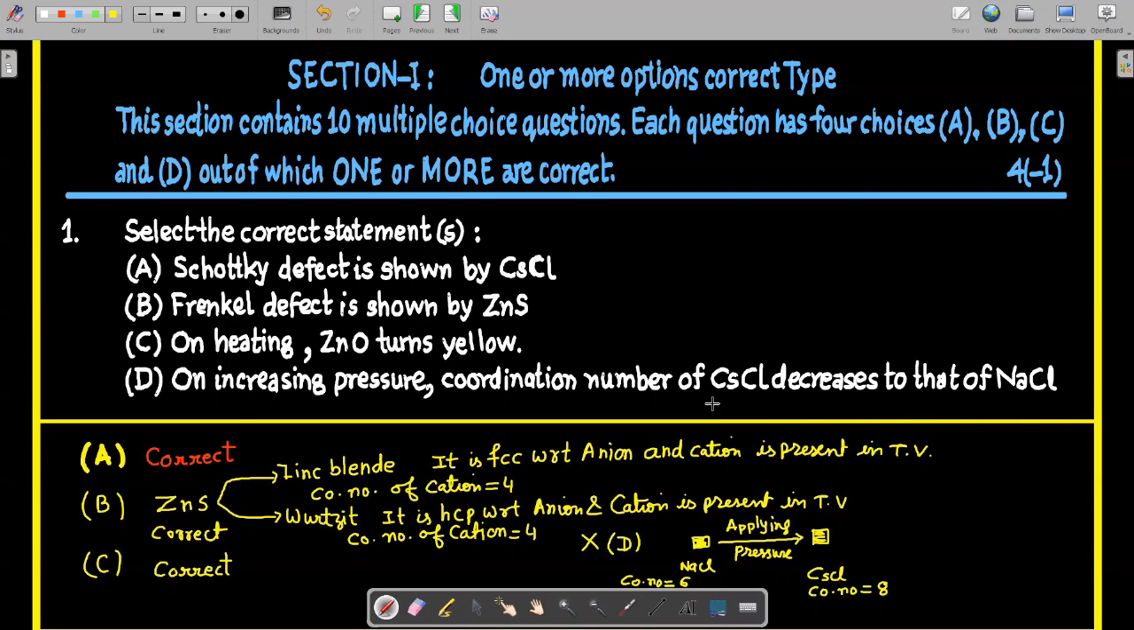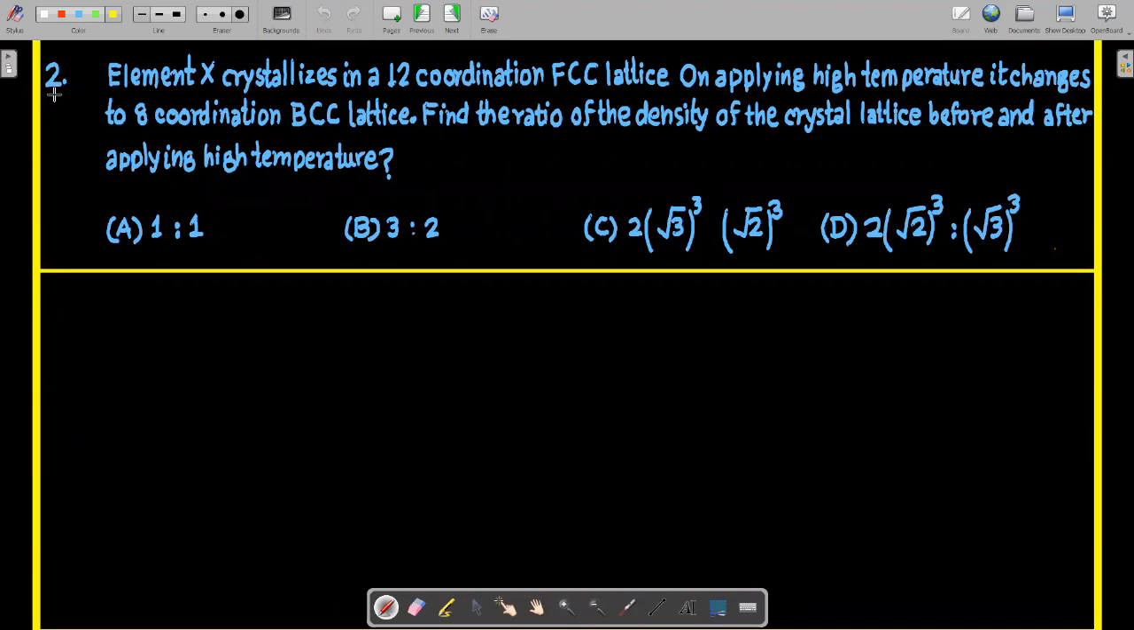So the answer of this question should be A, B, and C. They are asking about the correct answers. So answers will be A, B, and C. Moving to question number 2.